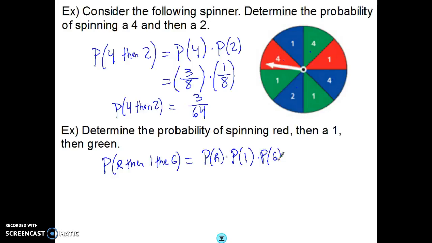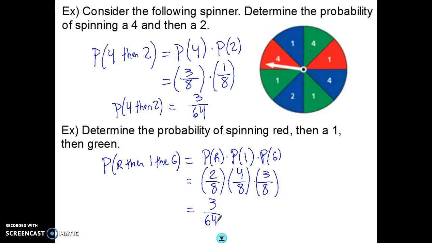Well, the probability of getting a red is 1, 2 out of 8 times the probability of getting a 1 is 1, 2, 3, 4 out of 8 times the probability of getting a green is 1, 2, 3 out of 8. And when you multiply all of these fractions together and simplify, you coincidentally end up with the same answer as we did above of 3/64.